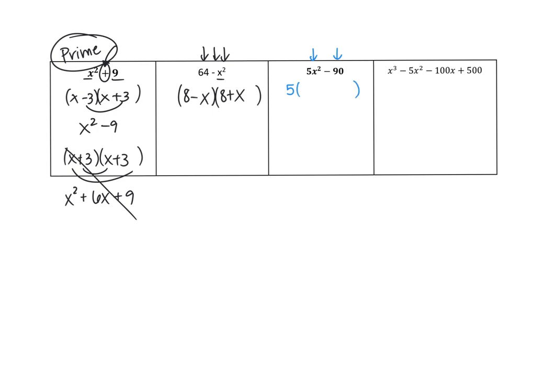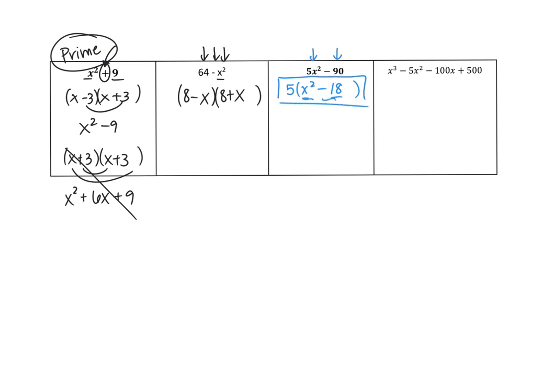So I'm going to rewrite this as 5 times x squared minus 18. Okay, now if I look at that, 18 is not a perfect square. x squared is, but 18 is not. So this is as far as I can go. I cannot factor this x squared minus 18.